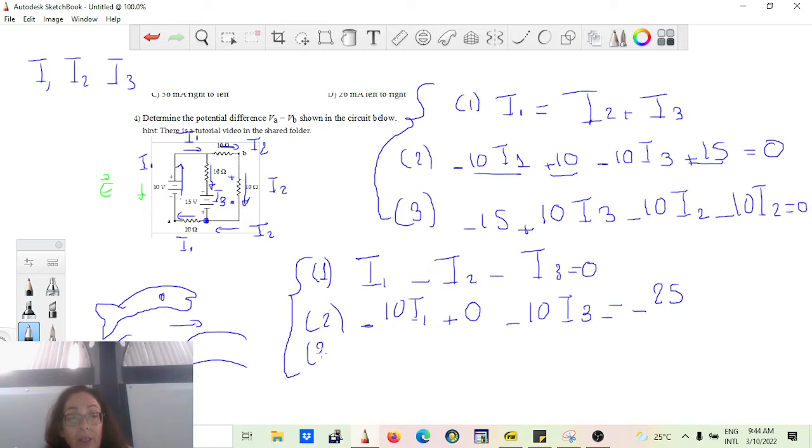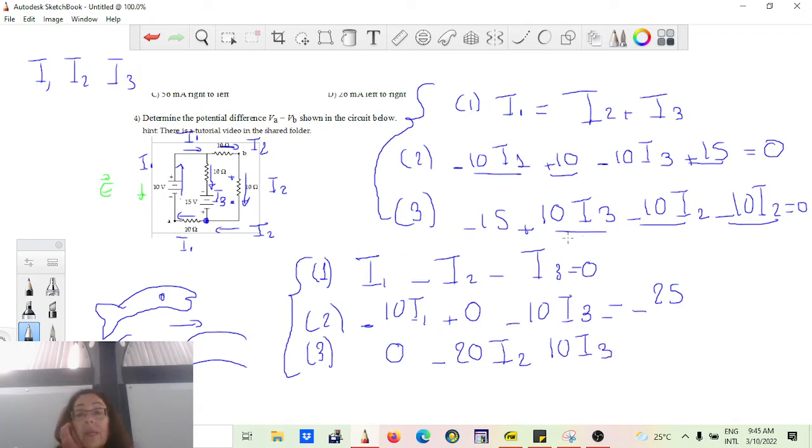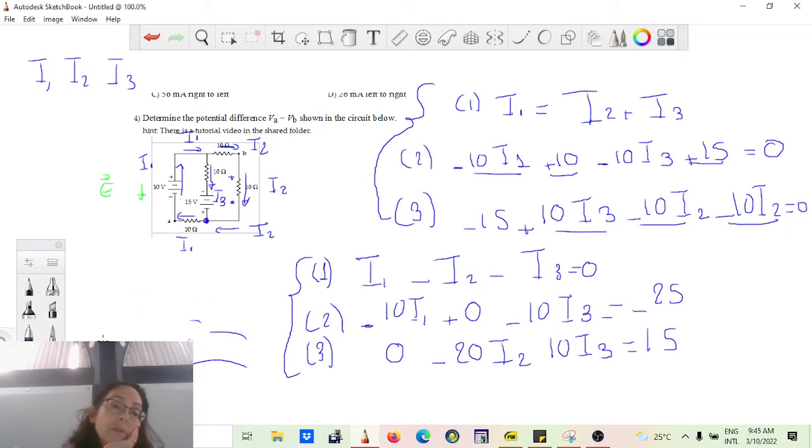And then my third equation here, I1, I don't see any, so there is no I1, so I put a 0. I2, I have to combine like terms, so minus 10 and minus 10 is minus 20, so I'm going to put minus 20 I2. And then I have a 10 I3, so 10 I3 is here, and this one goes to the other side, equals 15. And then it's up to you if you want to use a TI, or you can use whatever you use.